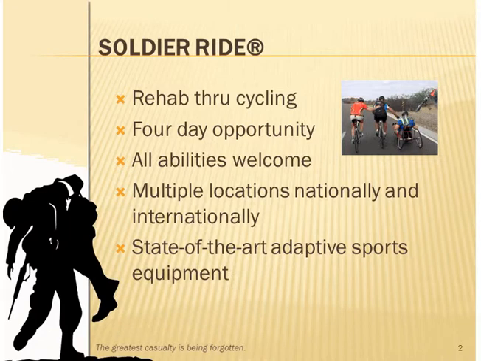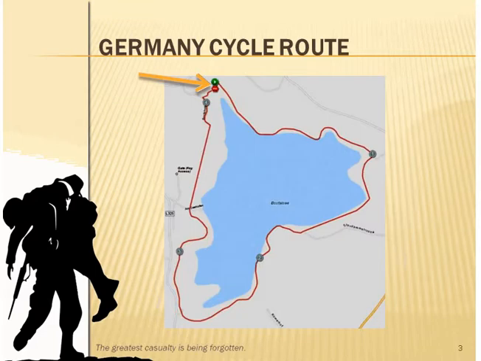Soldier ride registered. Bullet rehab through cycling. Bullet 4-day opportunity. Bullet all abilities welcome. Bullet multiple locations nationally and internationally. Bullet state-of-the-art adaptive sports equipment. Wounded warrior cyclists participate in soldier ride. Slide 3. Germany cycle route. Map of bike route for soldier ride Germany with start location indicated by a large arrow.